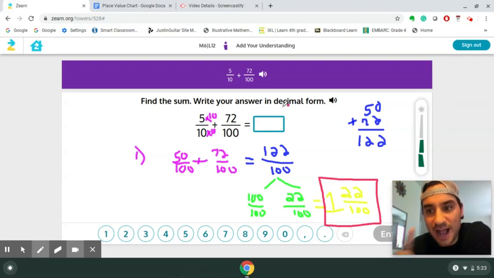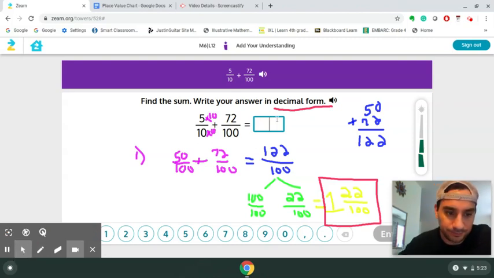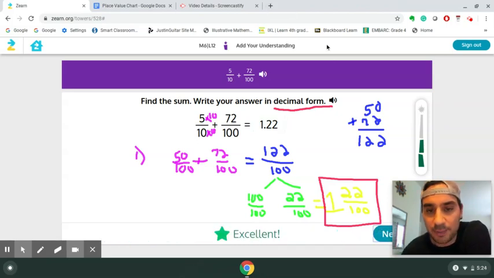But they didn't want fraction form. They wanted decimal form. So let's go ahead and type that in decimal form. We have 1 whole and 22 hundredths. 1.22 is our final answer. Let's see if it's correct. Let's see. Excellent job.